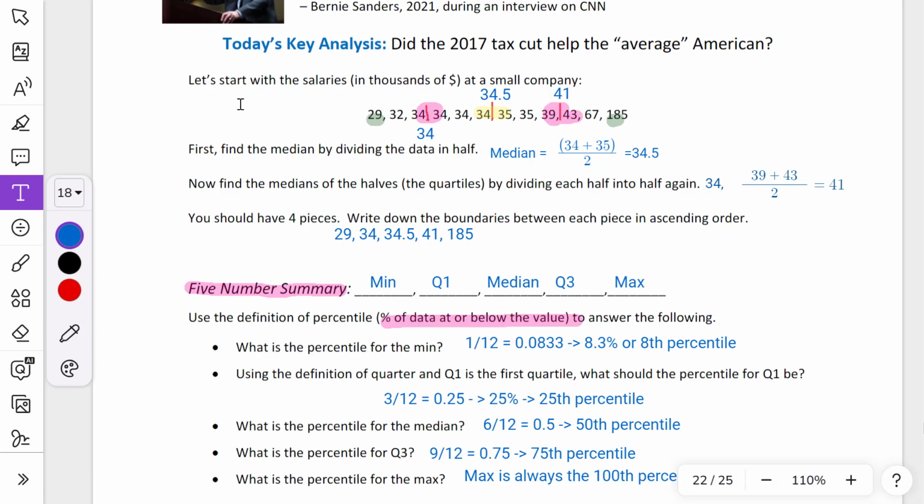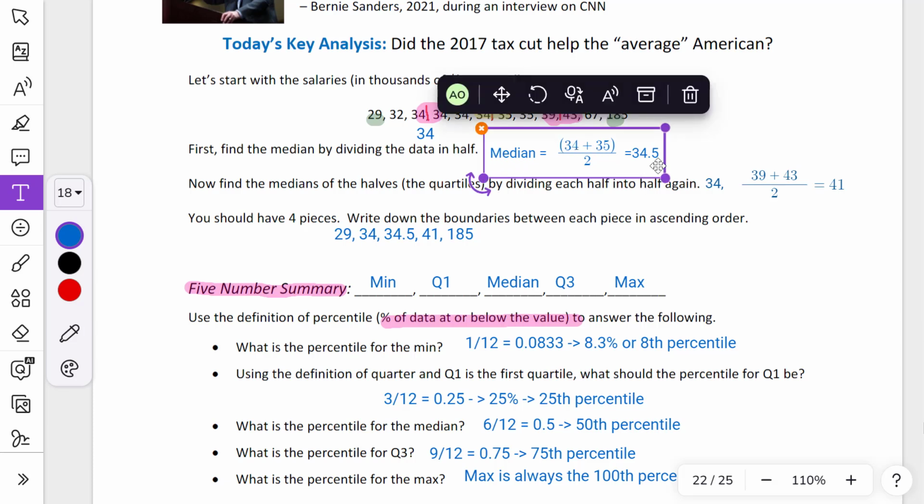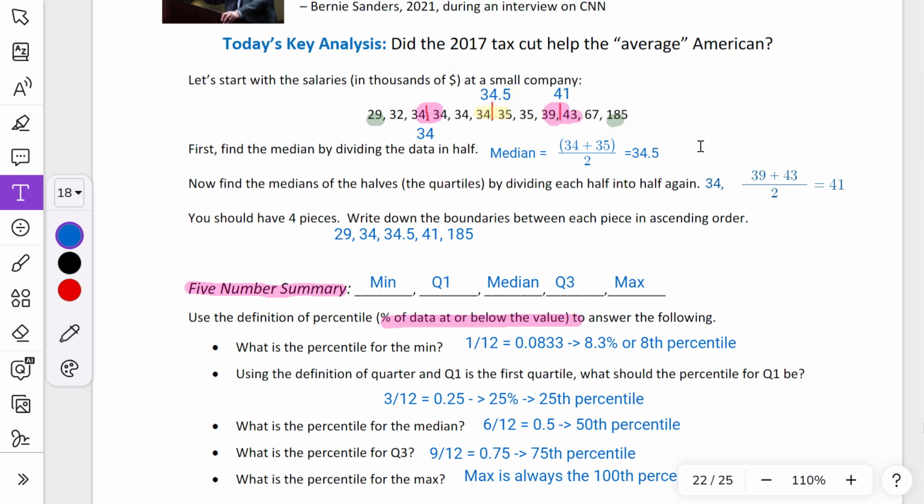The first 6 is in the first half. The second 6 is in the second half. There's no actual data point right in the middle, so we will take the average between the two ends here, the high end of the first half and the low end of the back half. Adding those up and dividing by 2, we get 34.5. So our median is 34.5.